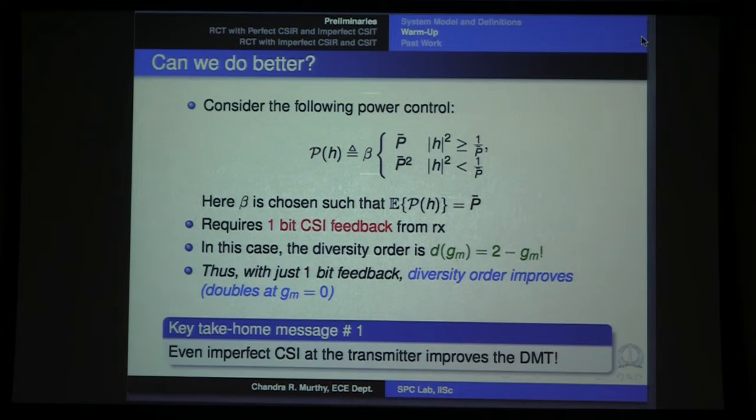The interesting thing is, instead of 1 minus GM, you're now getting 2 minus GM. And even when GM is equal to 0, that is, you're transmitting at a constant rate, you can double the diversity order. At higher values of GM, for example GM close to 1, you can do a lot more than doubling. So you can tremendously improve the diversity order if you have just 1 bit of feedback from the receiver to the transmitter. So this is the first key take-home message that I'd like to convey: even imperfect CSI at the transmitter can improve the diversity multiplexing gain trade-off, and improve it by a large margin.